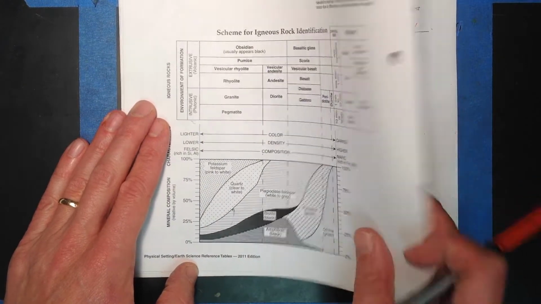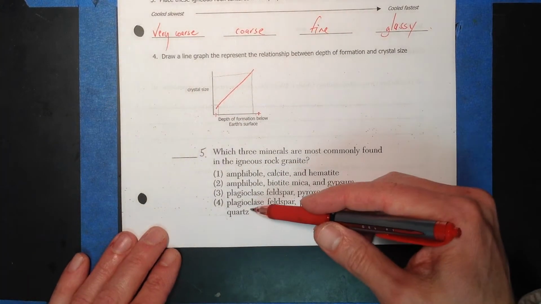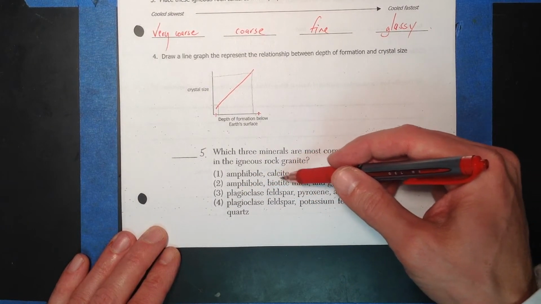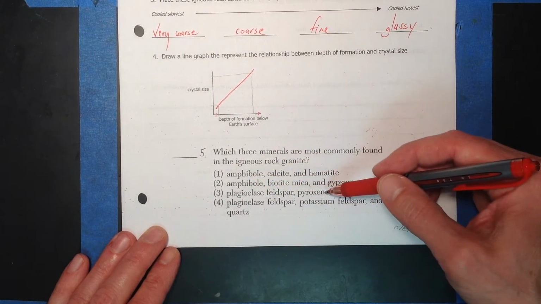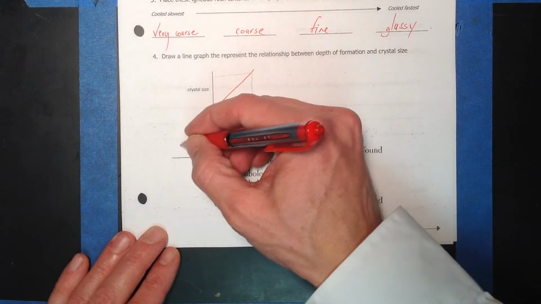Let's see which will be the best answer here. I think it is 4. Plagioclase feldspar, potassium feldspar, and quartz. The other choices will have minerals that rule them out. No pyroxene, no olivine, no calcite, no gypsum. So it's choice 4.